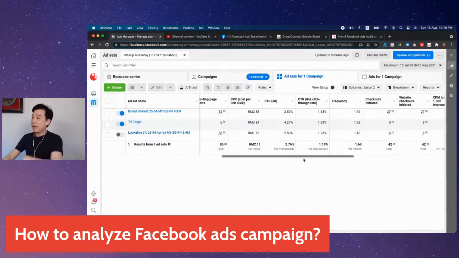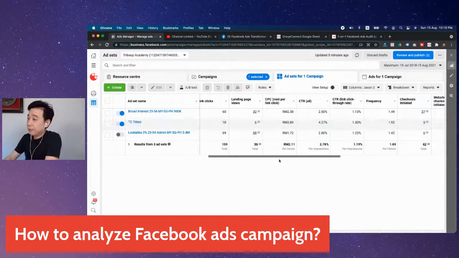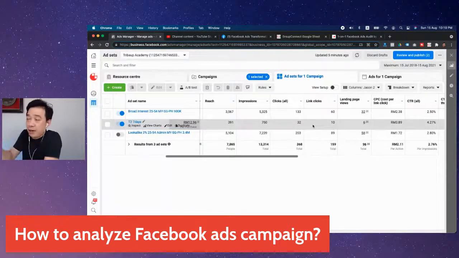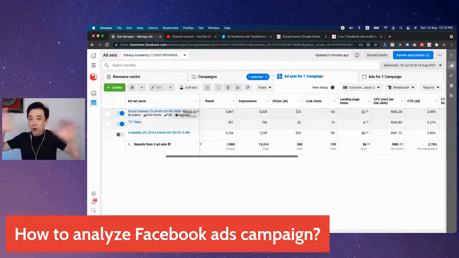From there, we want to keep the frequency at a healthy level. So first thing first, you see the number of people that you reach, the number of clicks that you're getting, and the number of link clicks versus the landing page views. This is the very basic of the action funnel. Out of how many people you reach, how many percent of them click through, as in all clicks, how many percent of them actually click on the link, and how many percent of them landed.